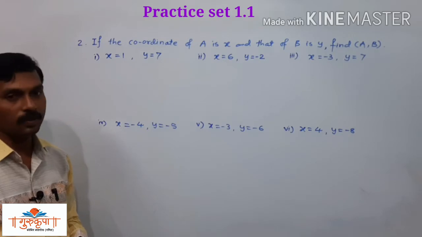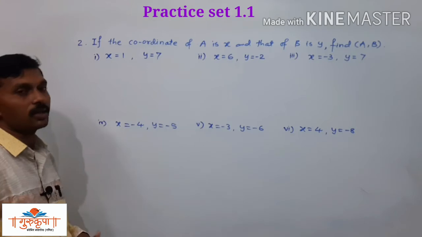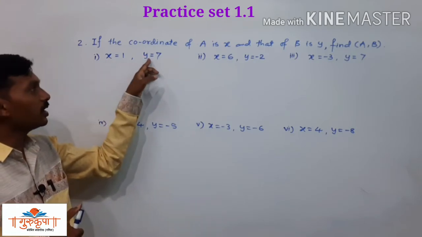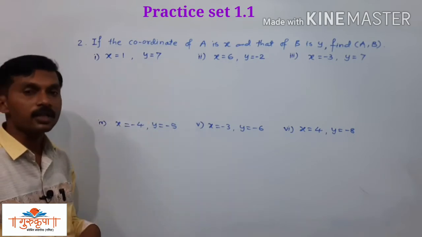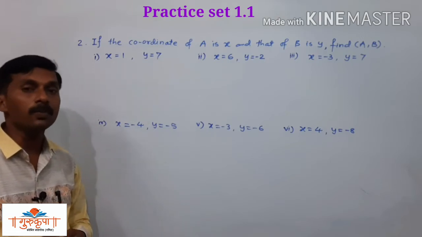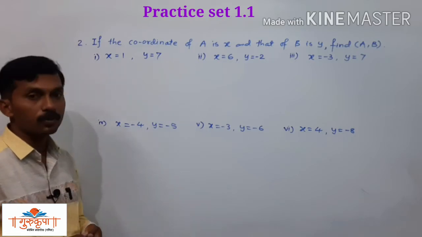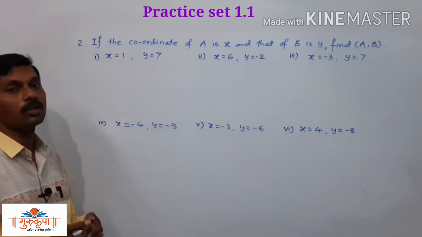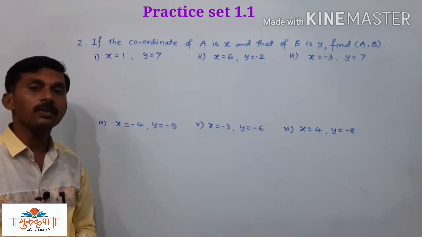Find the distance AB. Here we have given 6 examples. In each example, x is the coordinate of A and y is the coordinate of B, and every time we have to find the distance AB. So we know how to find the distance between 2 points if the coordinates are given. At that time we have to use the formula, and what is the formula? It is the bigger coordinate minus the smaller coordinate. That is the formula for finding the distance between the given 2 points.